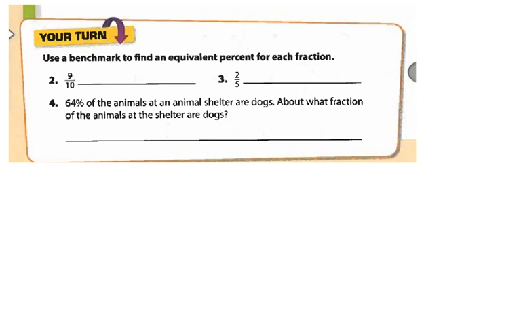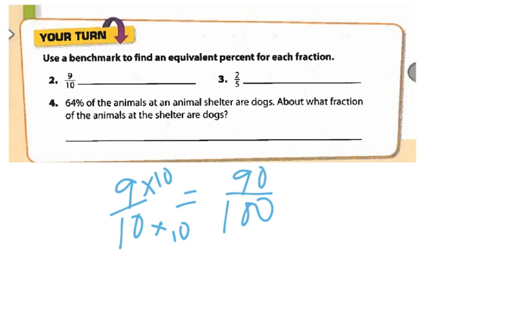So if we have, let's start with 9/10, like number 2. It says use a benchmark to find the equivalent percent for each fraction. Well, I can just set this equal to 100. How do I get from 10 to 100? I'm going to multiply by 10. Then I need to multiply 9 by 10, and I would get 90. And 90 out of 100 is 90%.